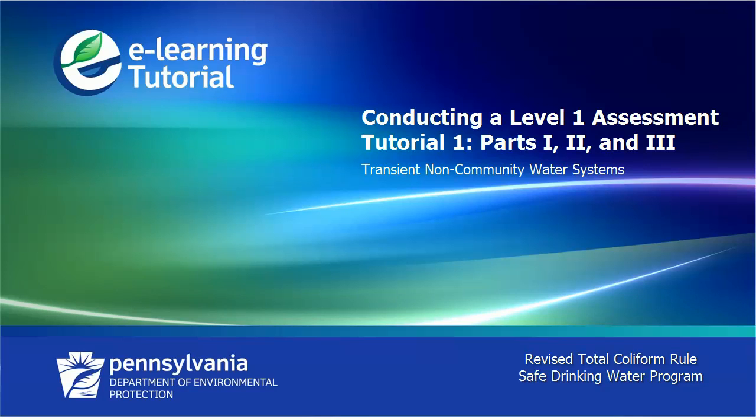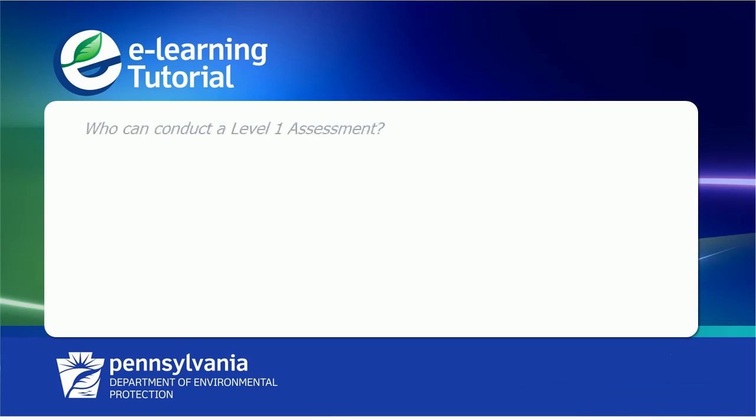This video series will explain how to conduct a Level 1 assessment under the Revised Total Coliform Rule. The series is geared towards transient non-community water systems that do not require a certified operator. This first video in the series gets you started on the process and focuses on the sampling portion of the assessment. First, who conducts a Level 1 assessment?